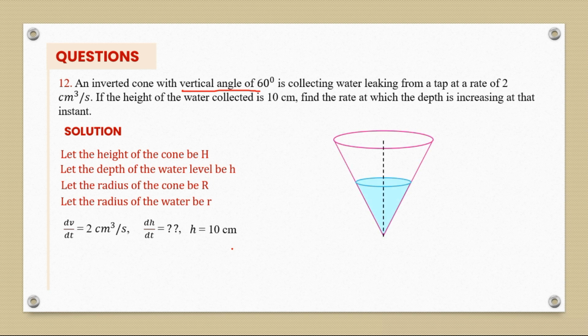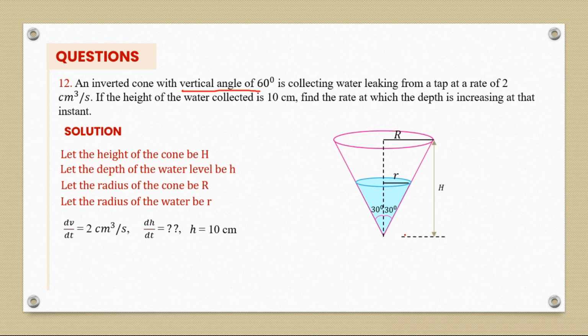So let's sketch the cone. So this is what we have right now. We have capital R to represent the radius of the cone, small r to represent the radius of the water at that moment or that instant. And then most importantly, we've been told that the vertical angle of the inverted cone is 60 degrees. So what that means is that the entire angle from here to here is 60 degrees, but if we divide this in half, one half is 30 and the other half is 30. So that's what it simply means when we say the vertical angle of the cone is 60 degrees.